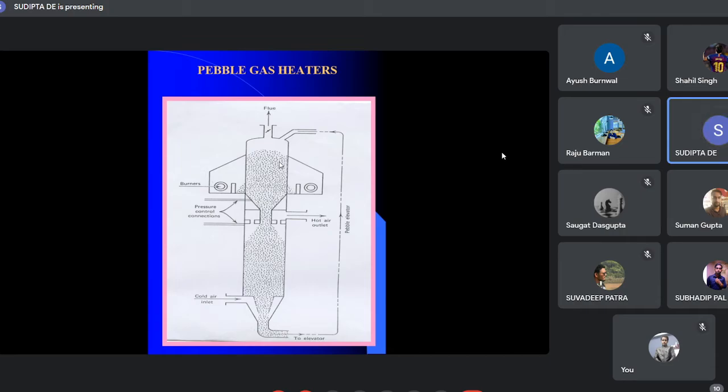And these pebbles are basically looking like those marbles, but they are not made of glass. They are made of high heat capacity material. I'll come to that part later on. Combinations of aluminum oxide and silicon oxide. So these have got very good heat capacity, meaning for small temperature difference, they can absorb large amount of heat.